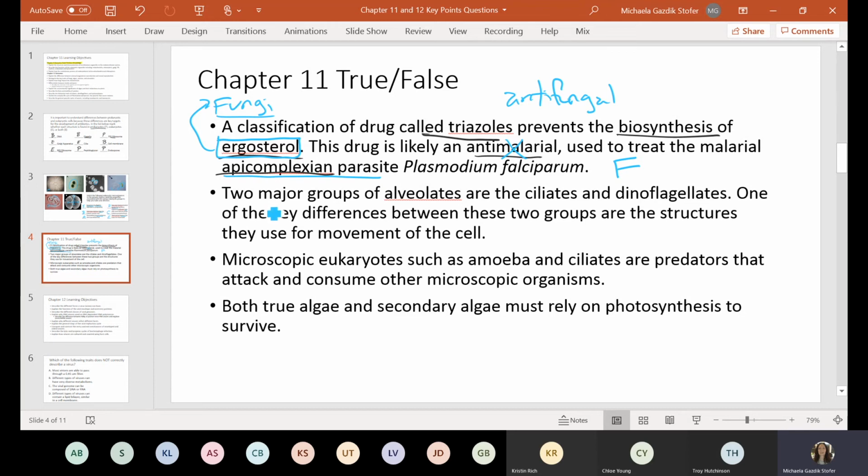Okay, the next question says two major groups of alveolates are ciliates and dinoflagellates. One of the key differences between these two groups is the structures that they use for movement of the cell. So think a minute about what ciliates have and what dinoflagellates have, and go ahead and type in the chat if you think that's a true or a false statement.